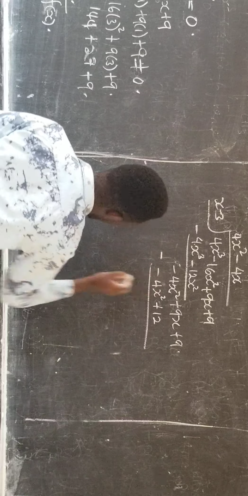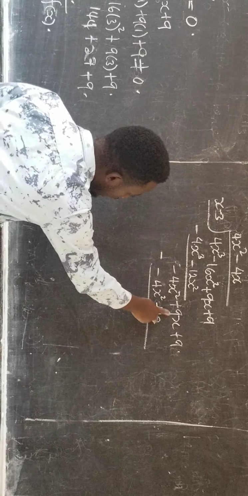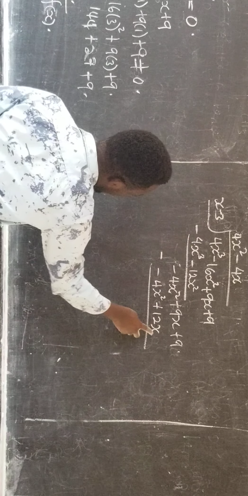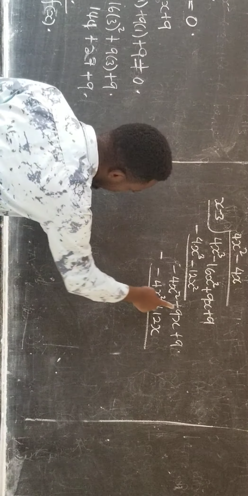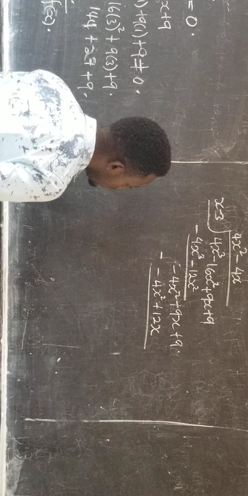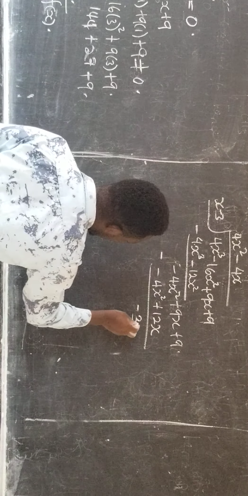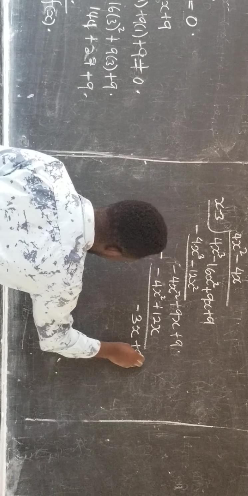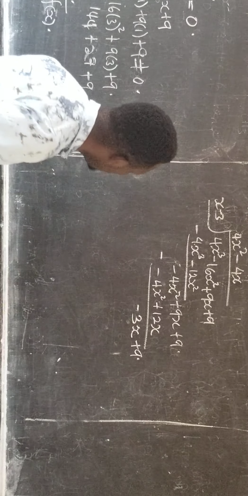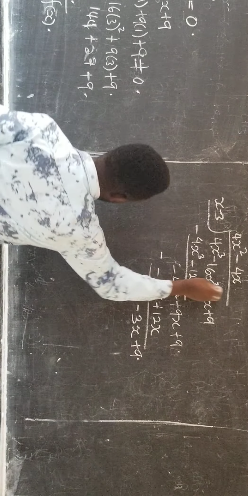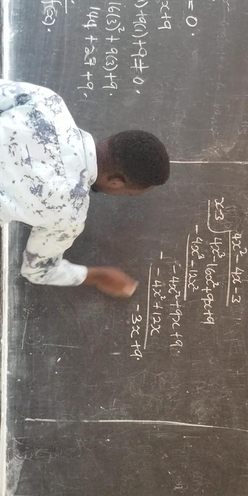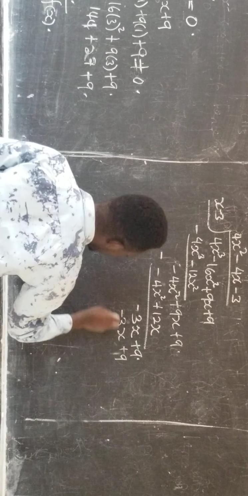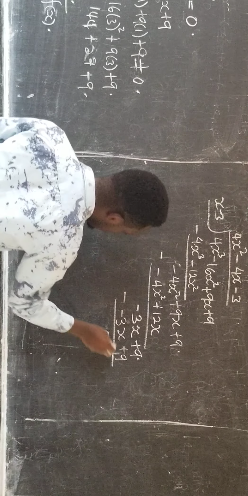If we subtract, this will die, this will be 9x. 4x times 3 is 12x. 9x minus 12x, that is minus 3x. Still plus 9. This is still divisible by x, which gives us negative 3. If you multiply, you will get minus 3x. If you multiply, you will get 9. And the subtraction will still give you 0.